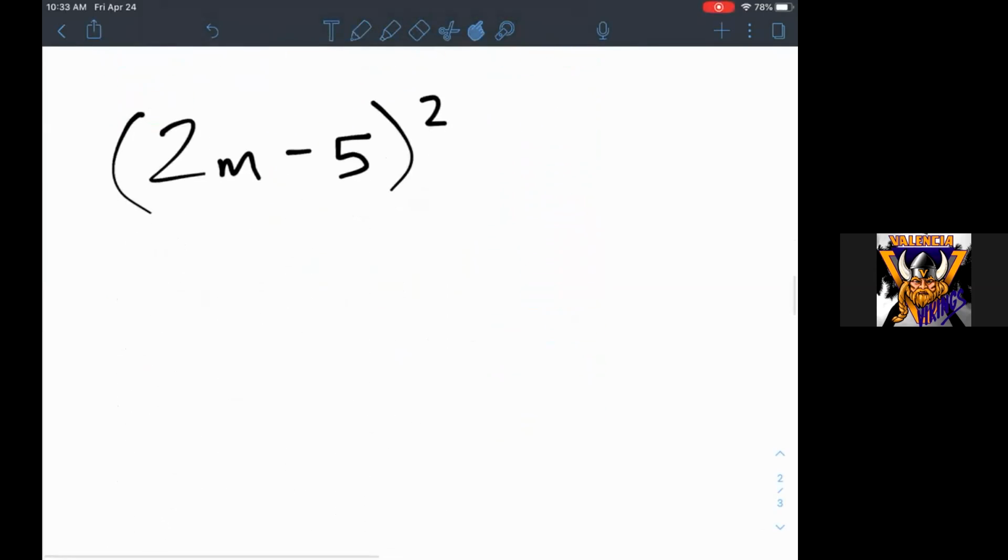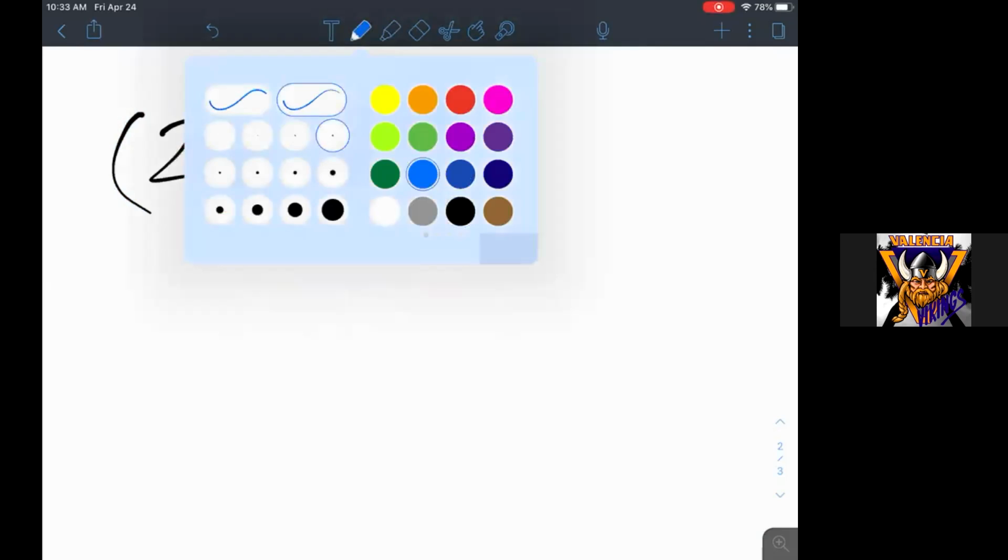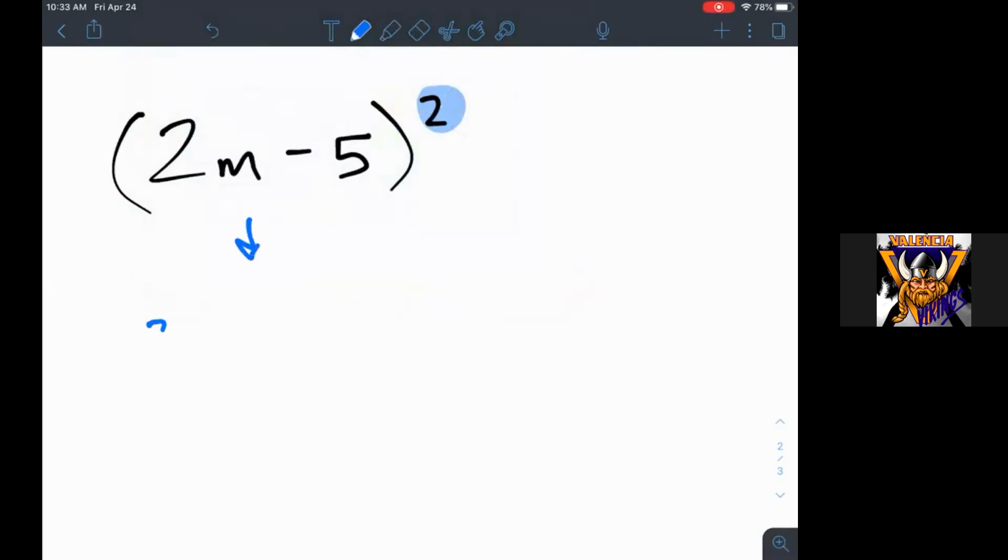2m minus 5 squared. Now notice this square is touching the parentheses, which means it's squaring, or multiplying, the entire parentheses by itself. So the very first thing I would do is rewrite this problem as 2m minus 5 times 2m minus 5, because that is what squaring something means, to multiply something times itself. You cannot use the distributive property and do this.